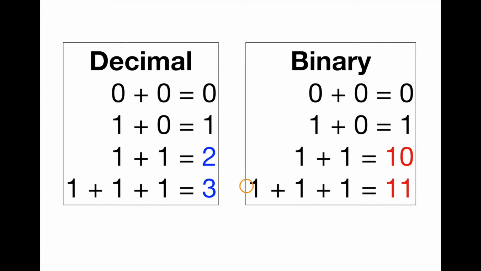In the next line, we have 1 plus 1 plus 1. And it's no longer 3 in binary, it's just 1, 1. 1, 1 is actually the same thing as 1 times 2 to the first power plus 1 times 2 to the 0 power. That's 2 plus 1, which is 3.